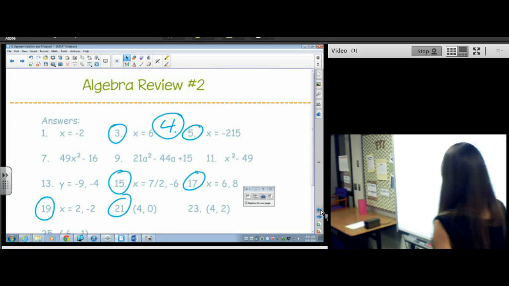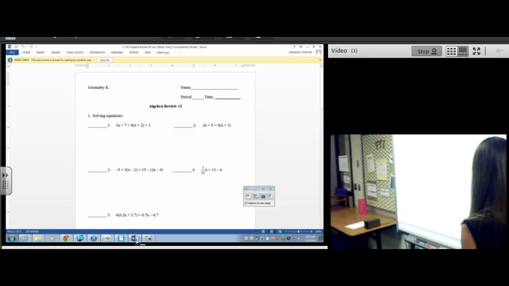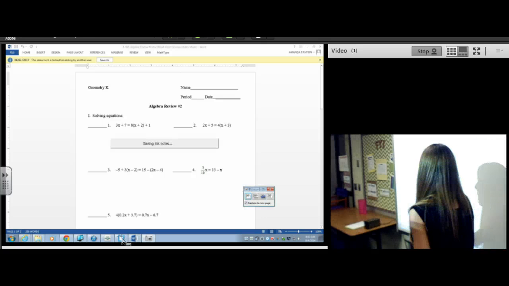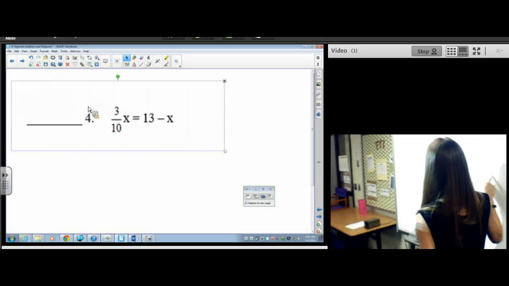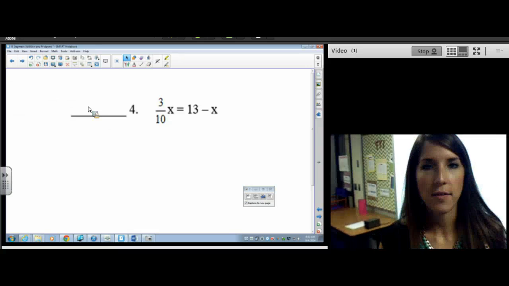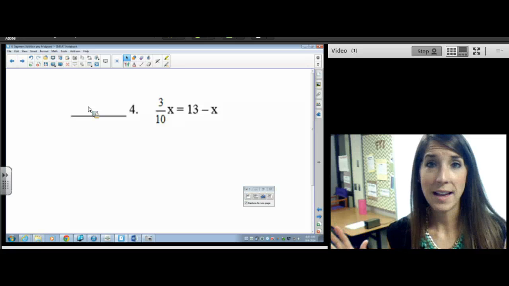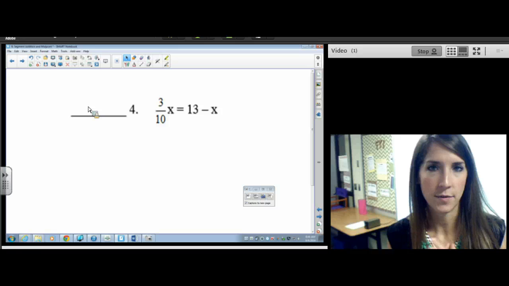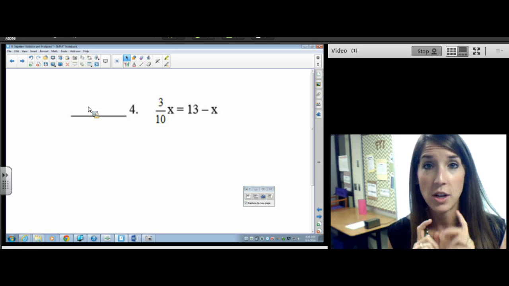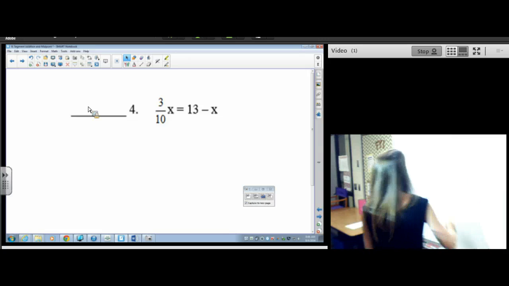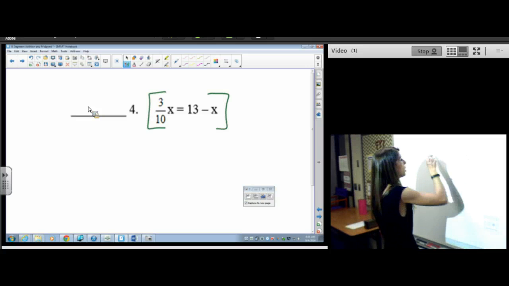Number 4. Even though that wasn't assigned, I can still work number 4. Maybe it was intimidating because it had a fraction in it. Number 4, what I would do first is I would get rid of my fraction. I would multiply everything by 10. That way you're not dealing with a fraction and you're not having to add or subtract fractions, getting a common denominator. So the way you get rid of a fraction is you look at the denominator and you multiply everything by that number. So the denominator is 10, so 10 is the chosen one.